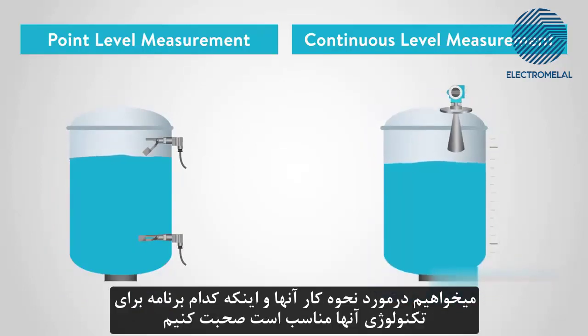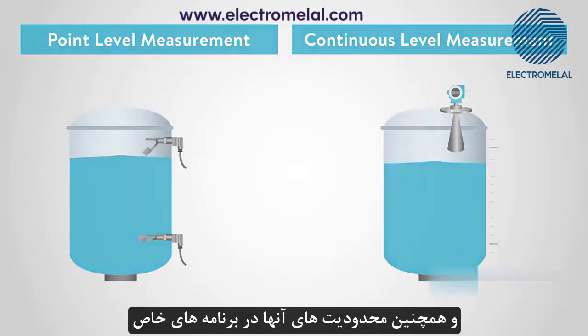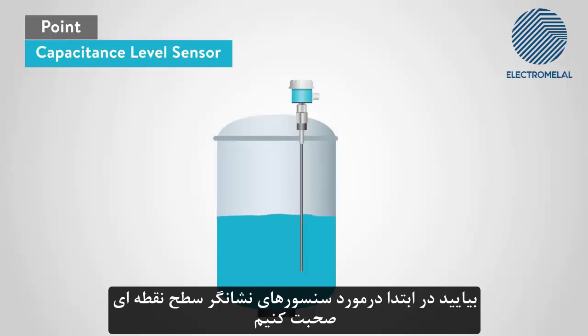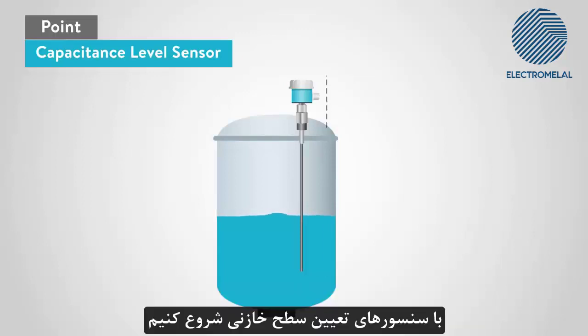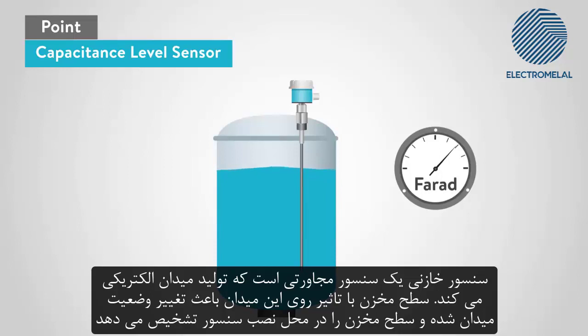We will talk about how they work and which applications are best suited for their technology, as well as their limitations in certain applications. Let's talk about point level indication sensors first, starting with capacitance level sensors. A capacitance sensor is a proximity sensor that gives off an electrical field and detects a level by the effect on its electrical field.